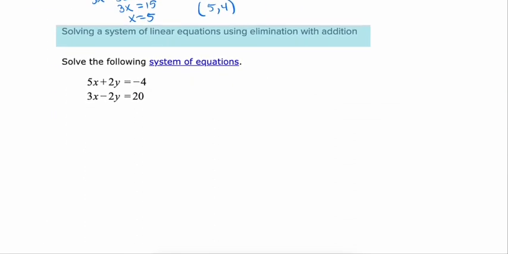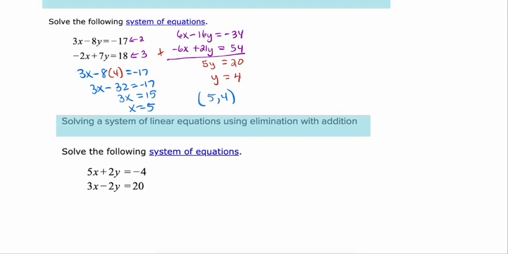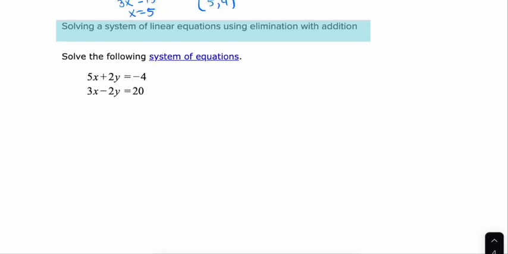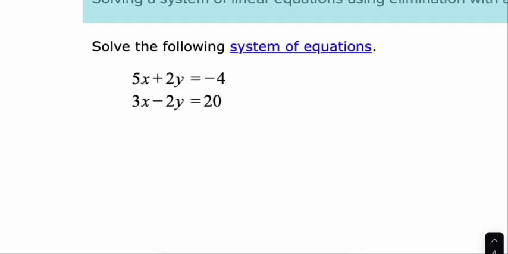Okay, let's do one more with elimination. Do we have any questions about that one before I move on? Are we okay to move on? Okay, let's do one more, and then you're ready to try some. Okay, here elimination makes sense because what do you notice about our y's? They're already opposites. So this is a great one. I love when this happens.